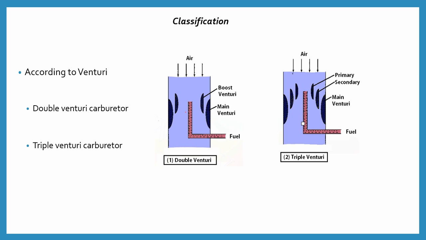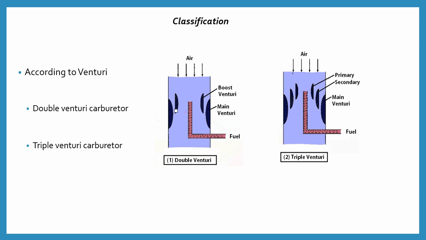And when we are talking about the double venturi, a boost venturi is located concentrically within the main venturi. The discharge edge of the boost venturi is located at the throat of the main venturi. So the boost venturi is positioned upstream of the throat of the larger venturi.